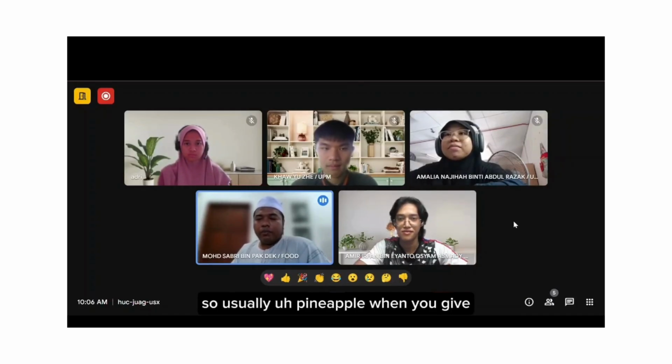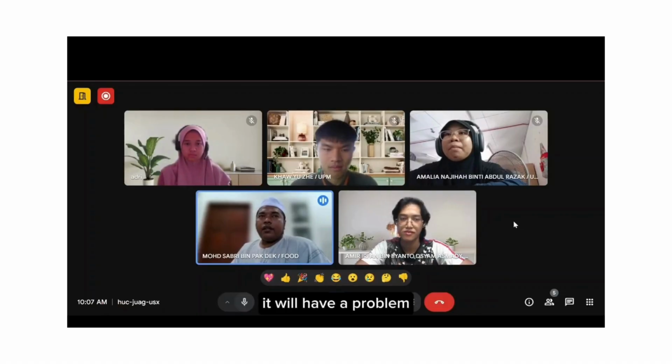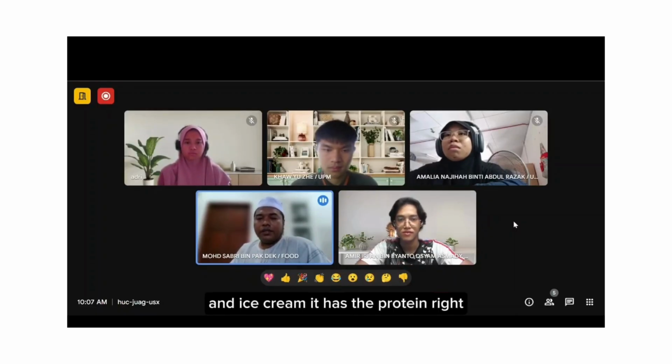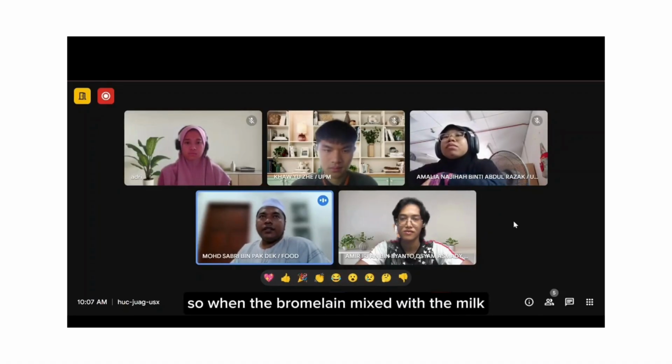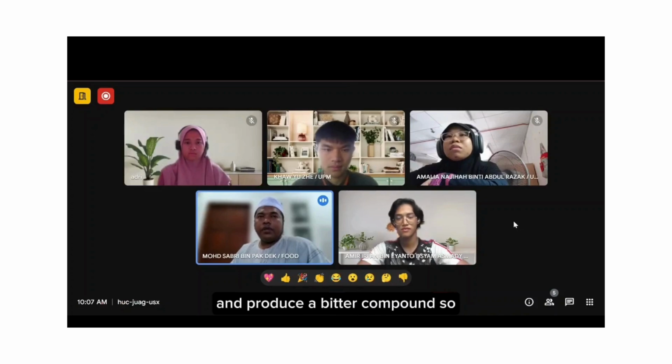And new research in my lab, we found that we can produce pineapple ice cream. Usually, when you want to make pineapple ice cream, it will have a problem because bromelain is a proteolytic enzyme, and ice cream has protein, right? So when the bromelain mixes with the milk, it will digest the casein and produce a bitter compound.